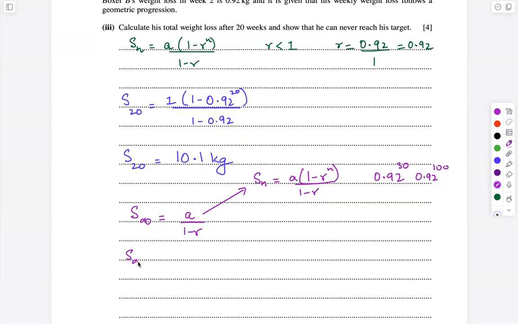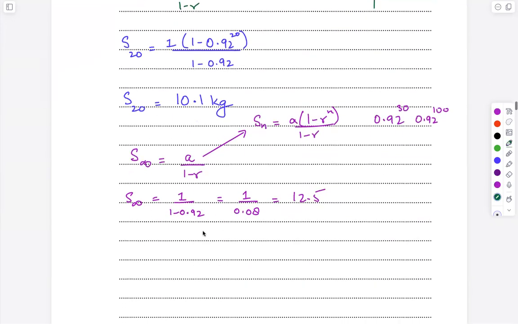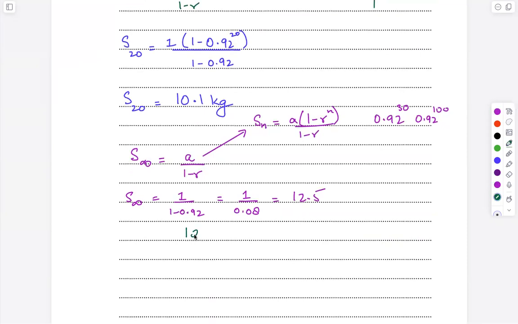So finding the sum of infinite terms, that will become 1 divided by 1 minus 0.92. Substituting this value in the calculator, that will become 1 divided by 0.08, which is equal to 12.5. Now, as he had to reach the target of 13 kgs, and the sum to infinity is 12.5, we can write that 12.5 is less than 13. It shows that he can never reach his target.